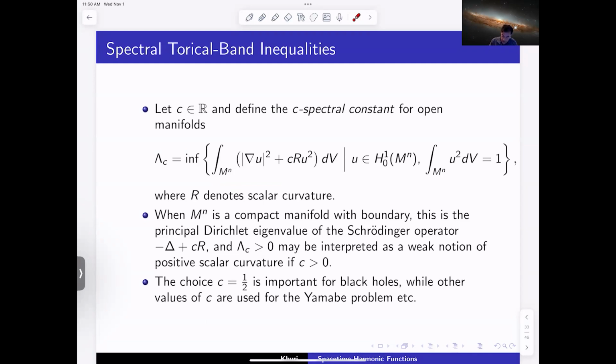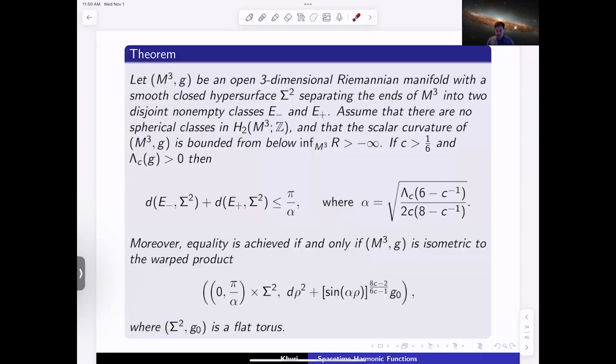for the Schrodinger operator. And for the black hole existence results, C equals 1/2 is the important value for this operator, but other values appear in the Yamabe problem. This type of spectral constant appears in many problems in geometry. And so the result that we were able to obtain, again, with spacetime harmonic functions is the following.